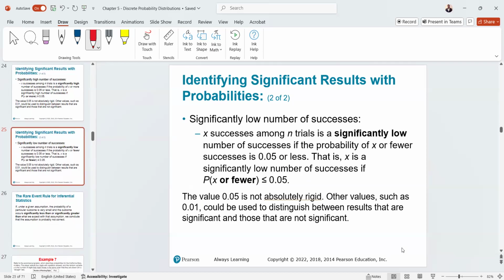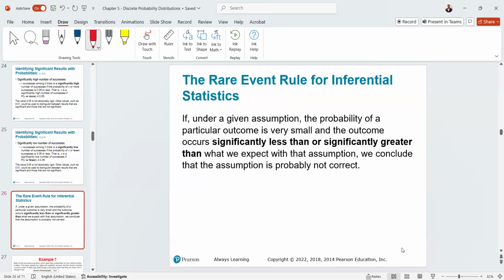Significantly low, also we said X successes among N trials is significantly low if the probability of X or fewer is 5% or less. Remember, X or more is for significantly high, X or fewer is for significantly low. Okay, so verify that because we're going to use it. If under a given assumption, the probability of a particular outcome is very small, and the outcome occurs significantly less or significantly greater than what we expect with that assumption, we conclude that the assumption is probably not correct.